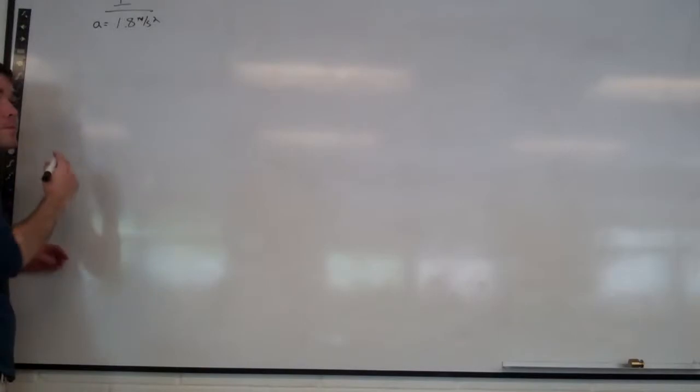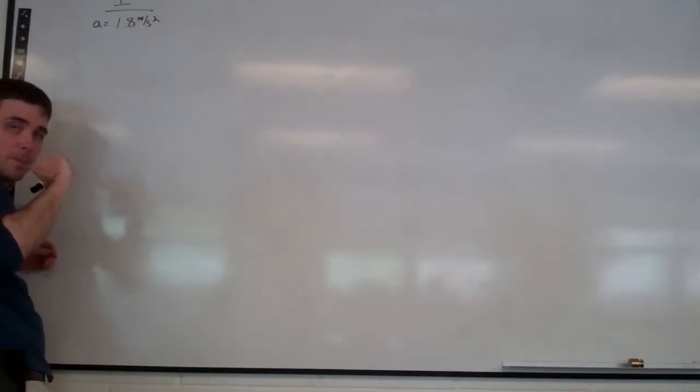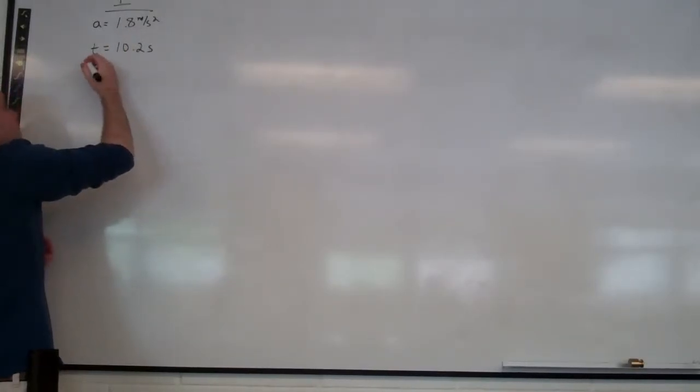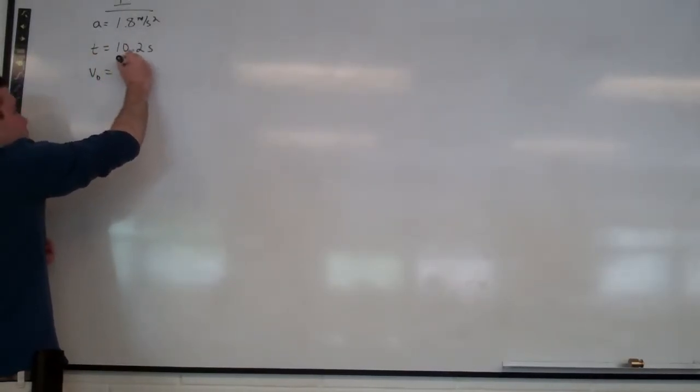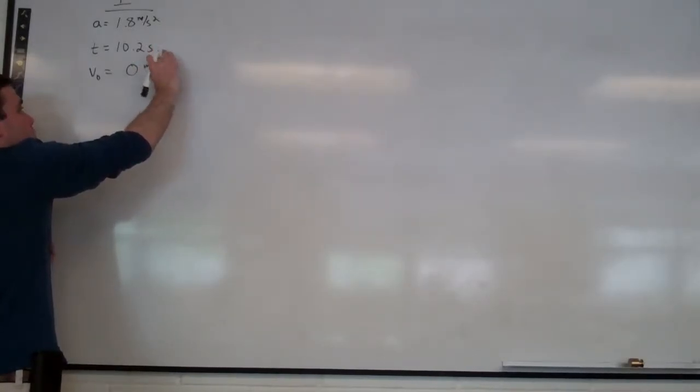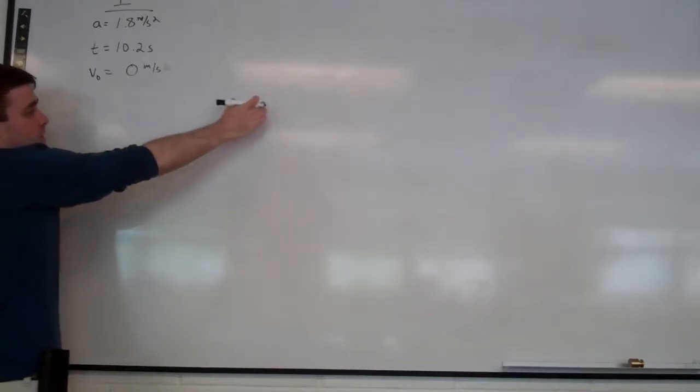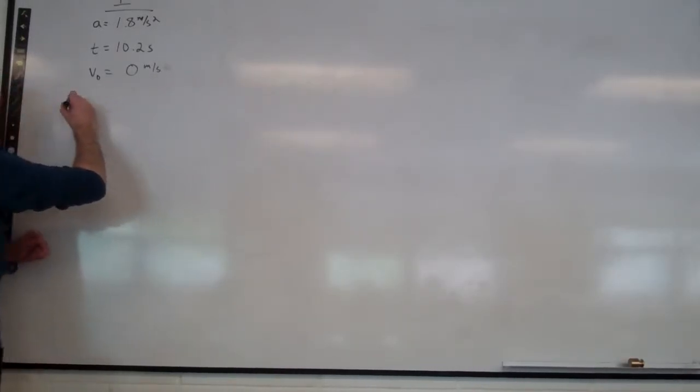So what's our acceleration for part 1? 1.8. Thank you, Michael. What else do we know? Time, 10.2 seconds. What is our initial velocity? 0. What are 2 things that we're going to find in this part to use for the other parts? Remember, final velocity in part 1 becomes the velocity for part 2 and the initial velocity for part 3. So let's find final velocity.